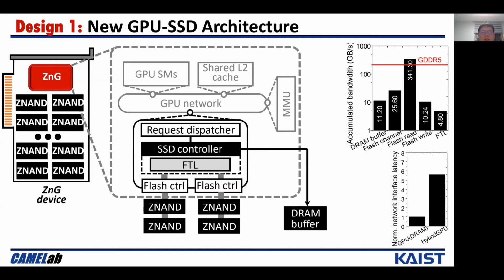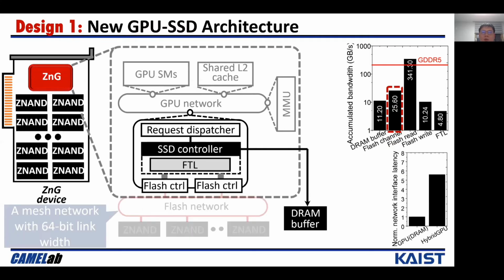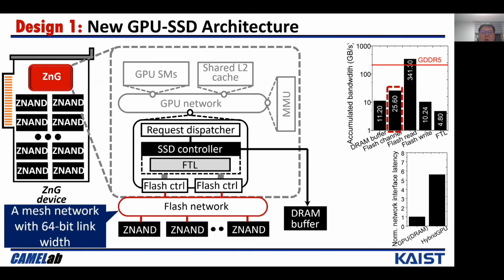The traditional flash channels are not sufficient to expose the full throughput of ZNAND. To address this, we replace the traditional flash channel with a high-performance flash network. The new flash network is built from a mesh network, which enables the flash controller to access any ZNAND packages. We expand the link width to 64 bits. It is 8 times that of the traditional flash channel.